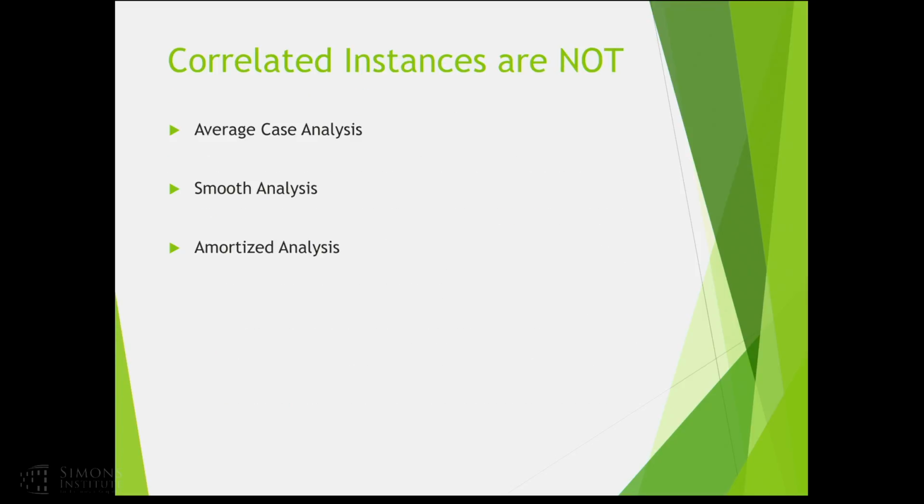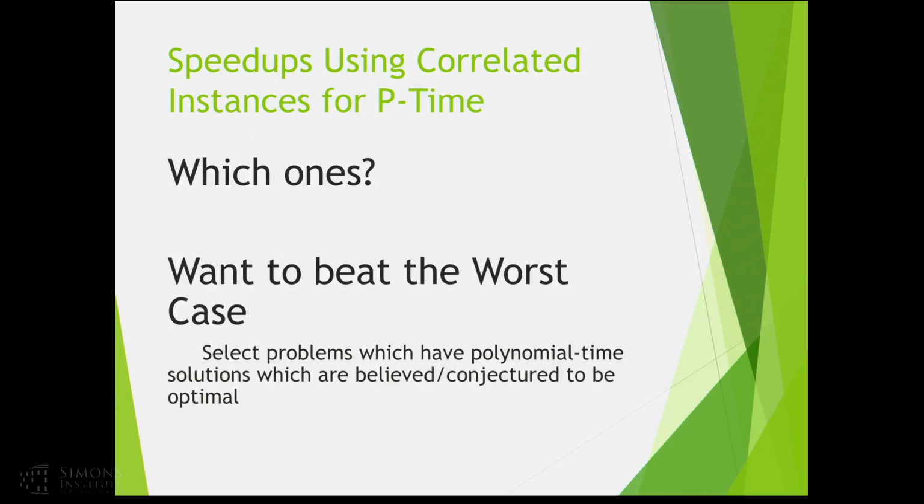So now let's compare and contrast correlated instances to some other things. Correlated instances are different from average case analysis because our distributions can be worst case. Our primary distribution can be worst case. And also, in smooth analysis, what you're doing is you're perturbing a single instance of a worst case solution, but here you're given multiple instances. And it's different from amortized analysis in that you only want to find the solution to your primary instance, not all of the instances.